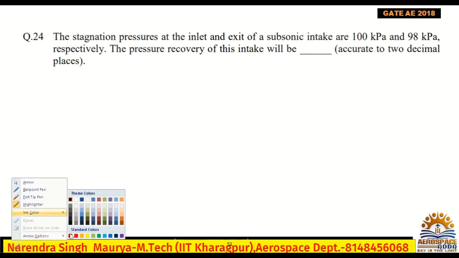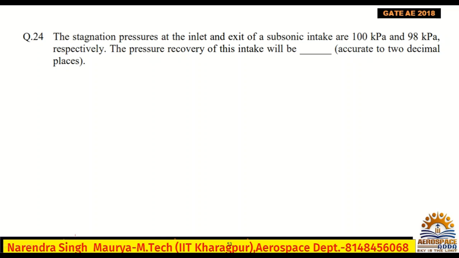Check. This is the next problem. Okay. Problem number 24. The stagnation pressure at the inlet and exit of a subsonic intake are 100 kPa and 98 kPa. Remember, this is the subsonic intake.